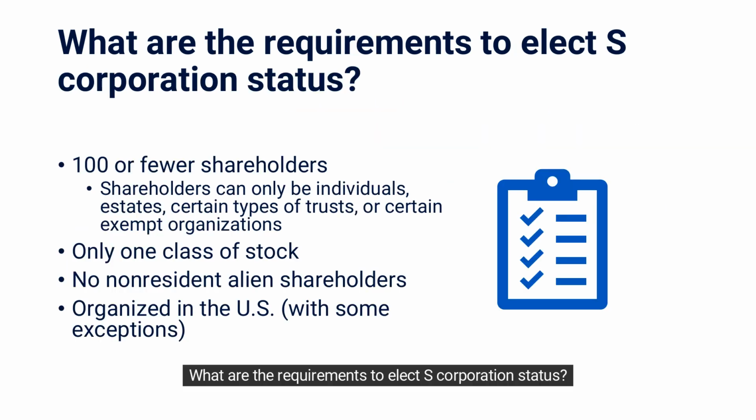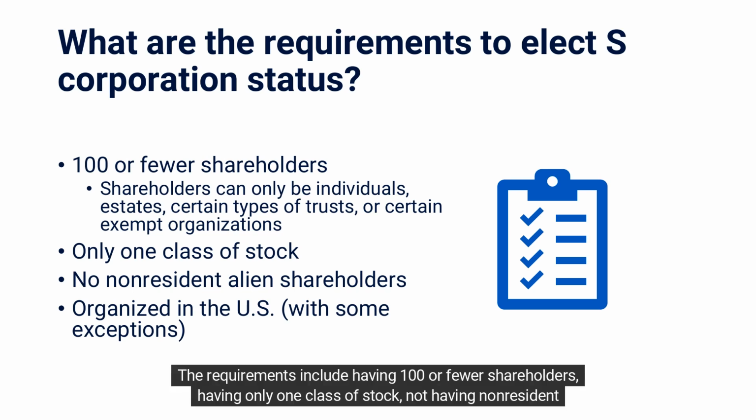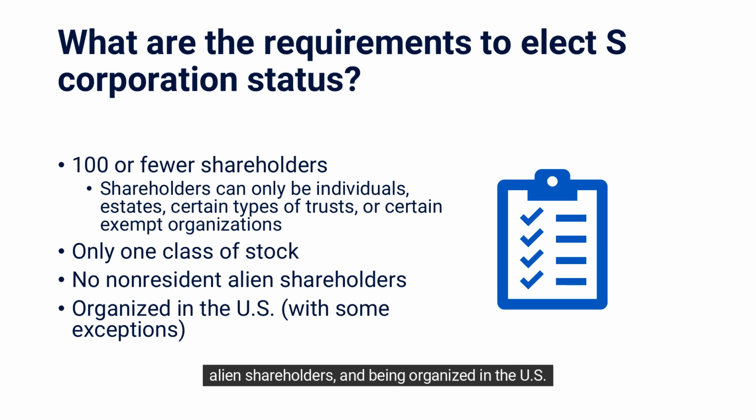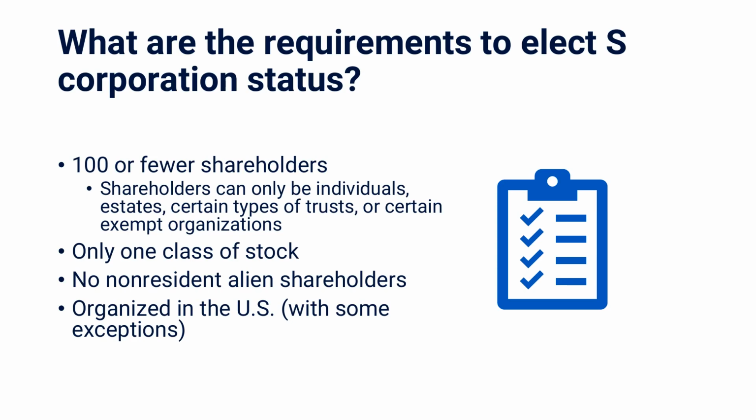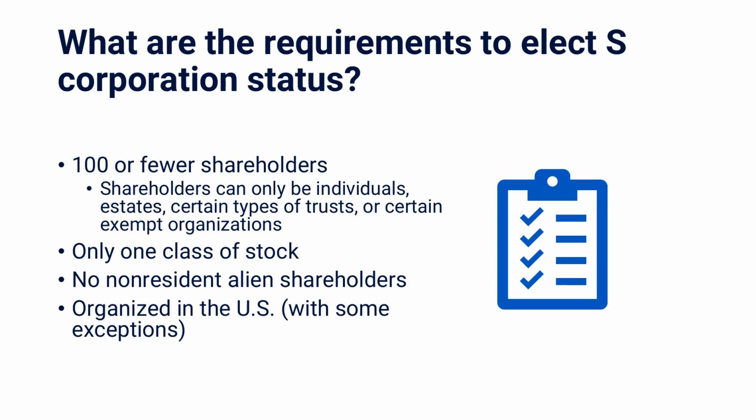What are the requirements to elect S corporation status? The requirements include having 100 or fewer shareholders, having only one class of stock, not having non-resident alien shareholders, and being organized in the U.S. With some exceptions, shareholders can only be individuals, estates, certain types of trusts, or certain exempt organizations.